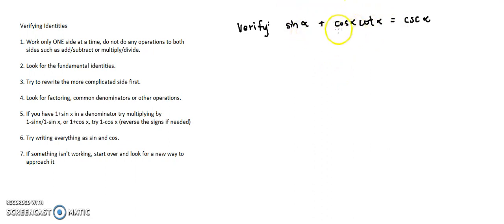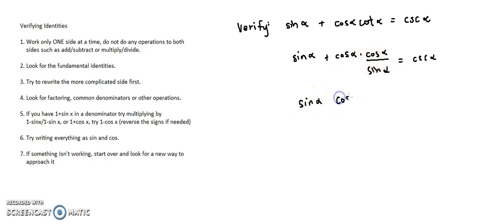Can't put these two directly together, so let's try to see if we can simplify this. So let's leave sine alpha alone. Let's change cotangent into cosine over sine and see if that helps us. And I'm just going to leave cosecant alpha hanging out over here on the right. Okay, so now what do we have? We multiply the numerators, and we've got cosine squared alpha over sine alpha.